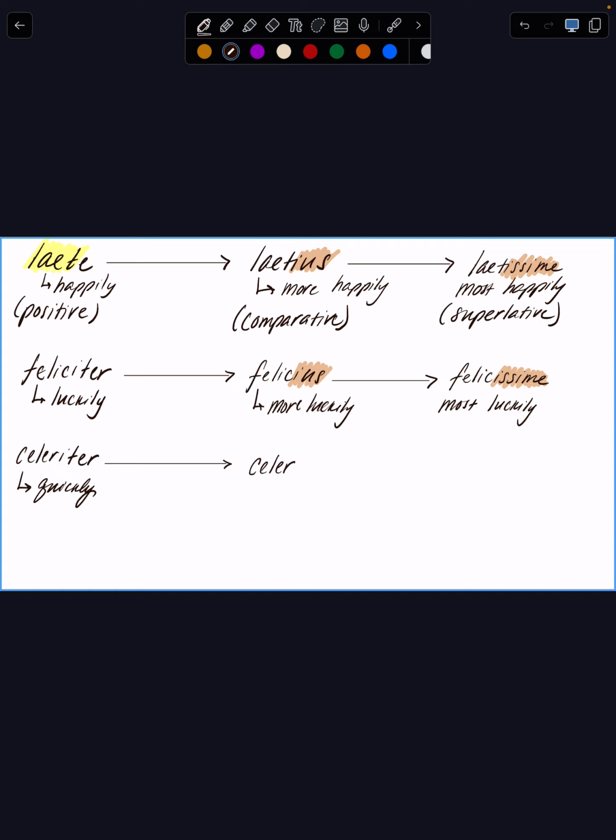Absolute pest. Would it be celerius? How do you say that again? Molestus? Molestus, yes. Celerius? Celerius, yep.